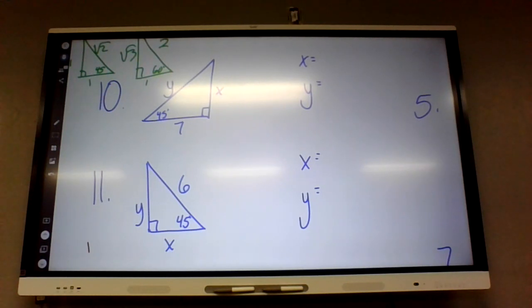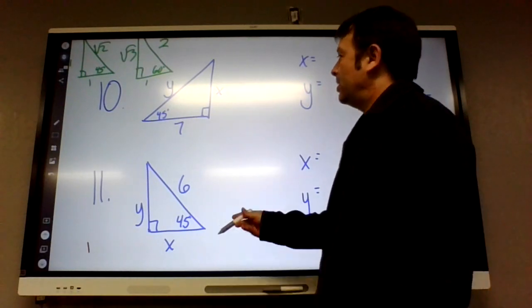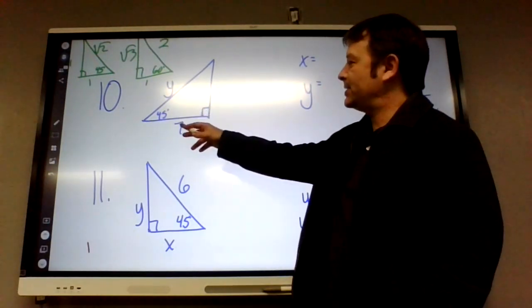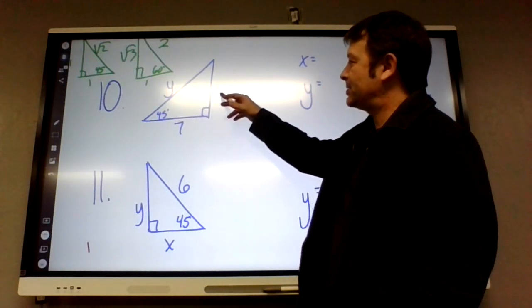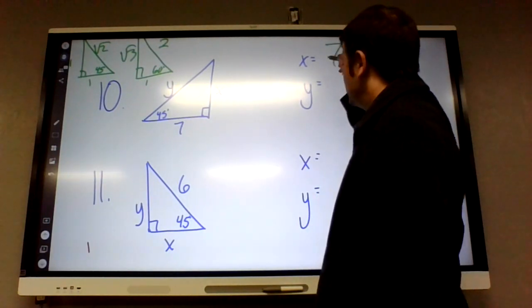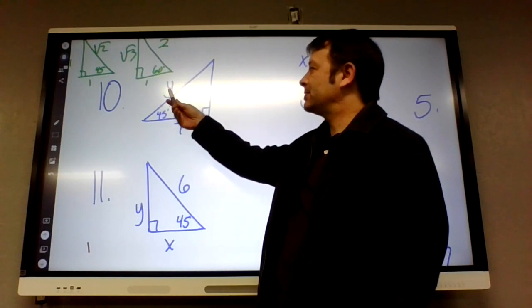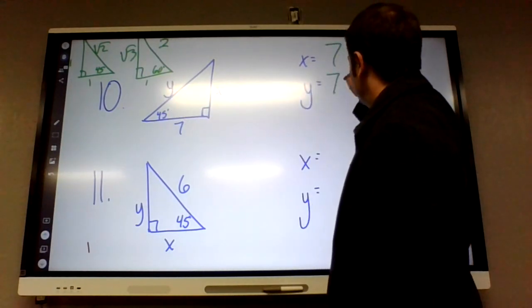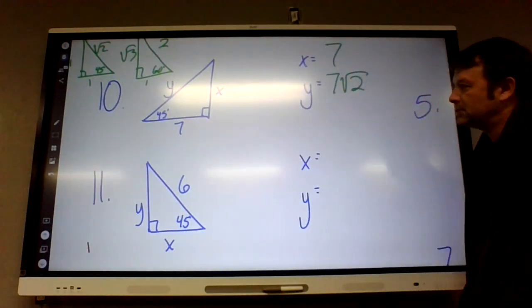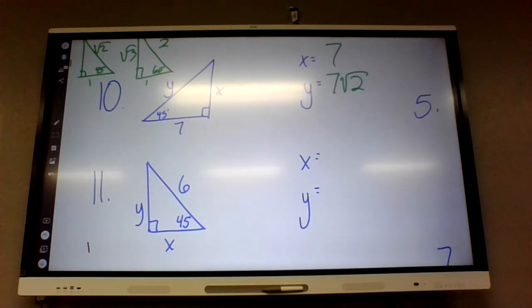So, do you need it to be a decimal? These ones we don't really want decimals. Okay, so on number 10, if one leg is 7, the other leg is 7. If the legs are 7, the hypotenuse is 7 times square root of 2, or 7 square root of 2. So you don't really need that calculator.